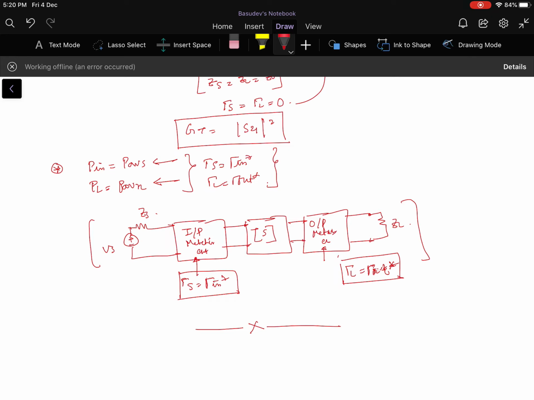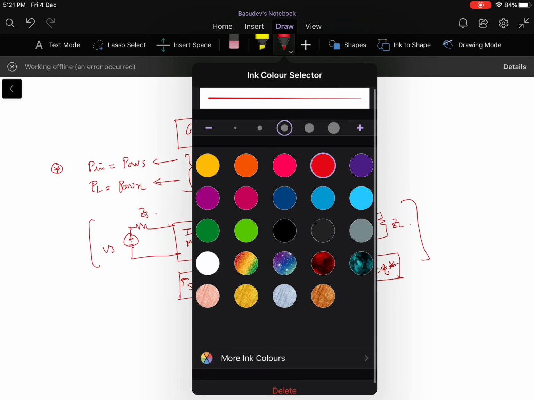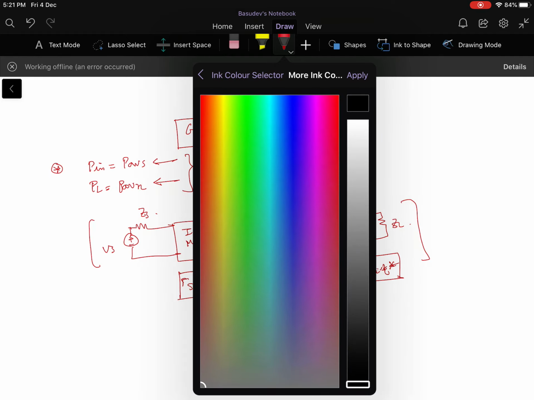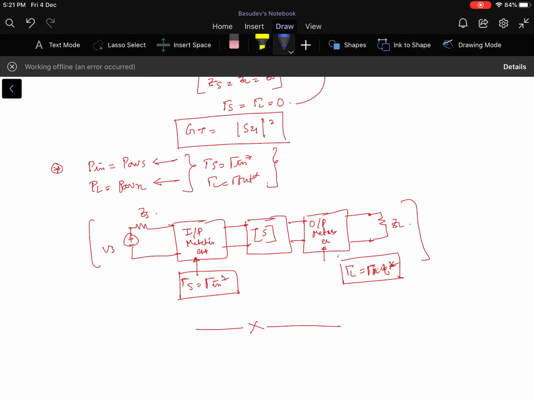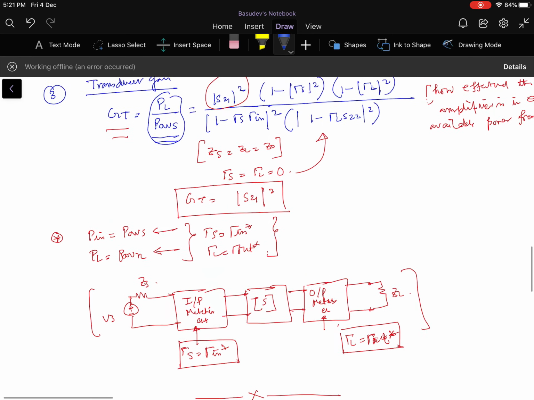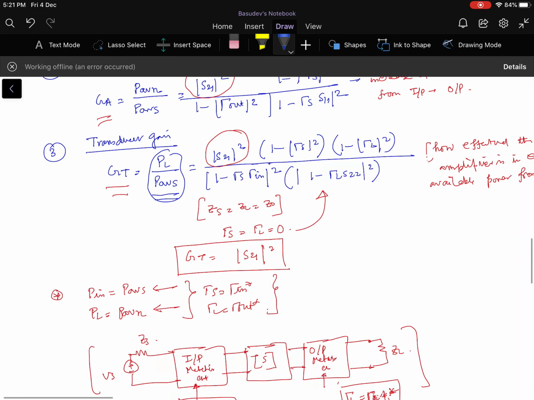We were discussing the microwave transistor amplifier, and at the very end of lecture 9 we came up with a very important gain parameter, PL by PAVS, which we termed the transducer gain.